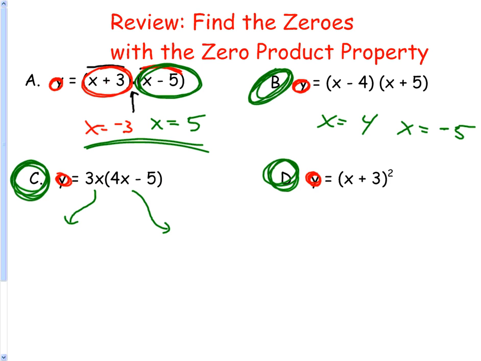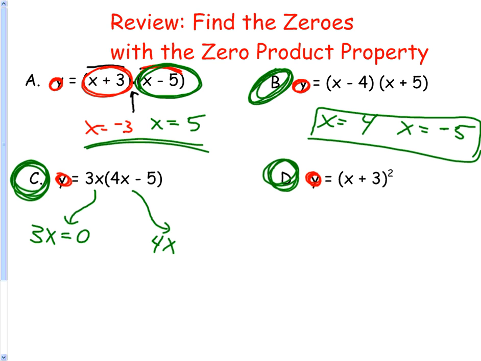For this one, it was a no-brainer. But for this one, I need 2 equations. Can you tell me the first equation I could write for this little 3x thing? Nope. 3x has to equal 0. And the other equation would be? X equals 5/4. You're jumping to the end. Tell me the equation that you'd write in the first place.